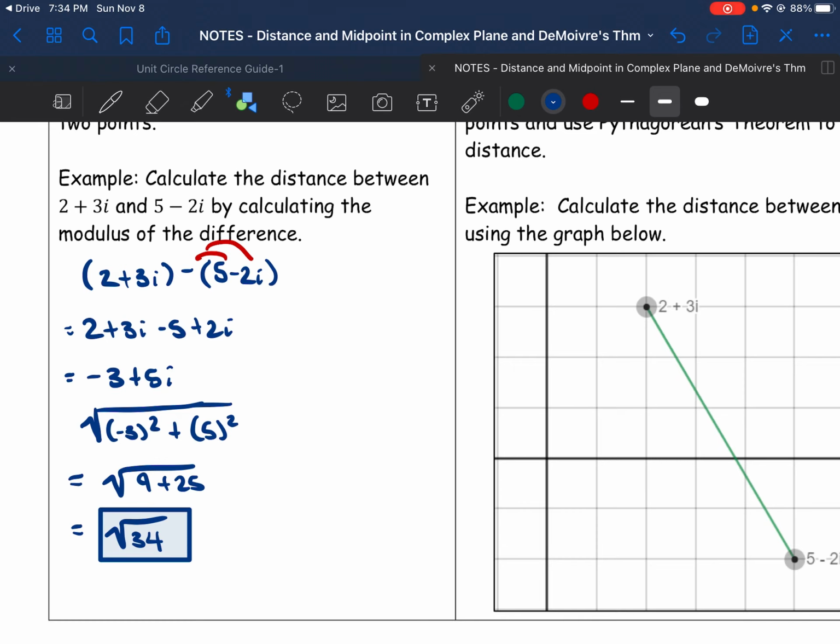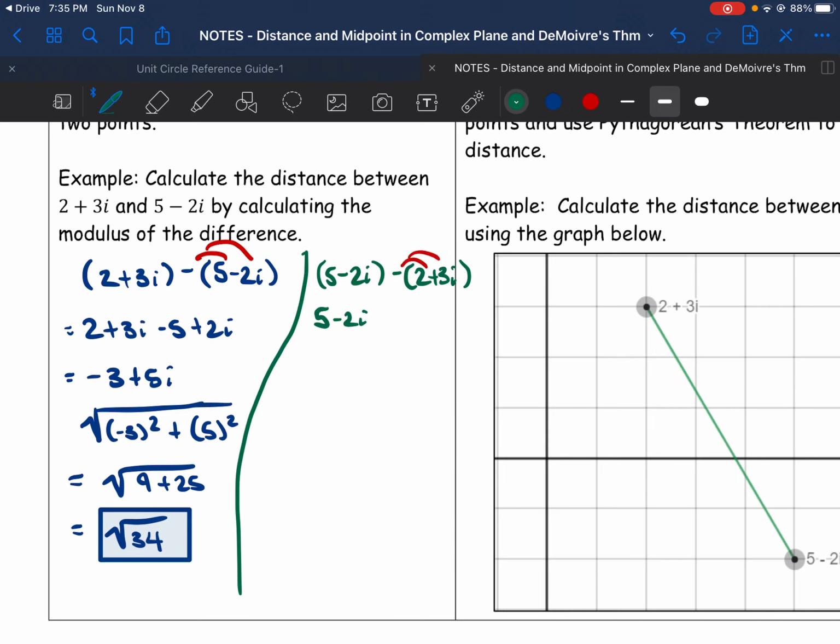Now, once again, just to prove it, I said that it doesn't matter if we did 2 plus 3i minus 5 minus 2i for the difference, or 5 minus 2i minus 2 plus 3i for the difference. So let me show that real quick. This time we'll do 5 minus 2i minus 2 plus 3i. So 5 minus 2i, let's go ahead and distribute the negative here. That's going to give us minus 2 minus 3i. Combining the real parts, 5 and negative 2 would give us a 3. Combining the imaginary parts, negative 2i and negative 3i would give us minus 5i.